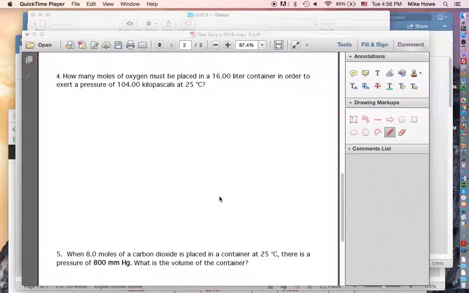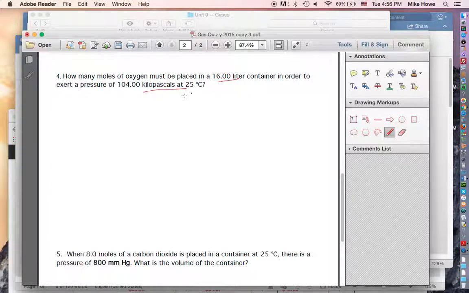Here are the last two questions on the quiz. On this side, you don't have two sets of conditions. If you read it, it tells you that you've got one volume, one pressure, and one temperature, and that's it. So that means you're going to use the PV equals nRT formula.